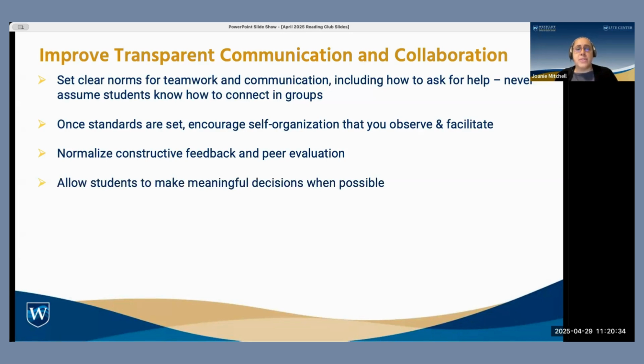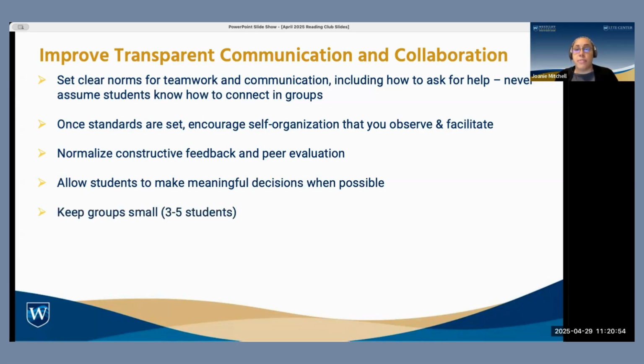And allow students to make meaningful decisions whenever possible. When you can add agency, like Professor Brody was talking about, when you can get them to think very deeply about their learning and what they want to achieve. If there's decisions within that that you can allow for and support, that's going to make them more motivated.